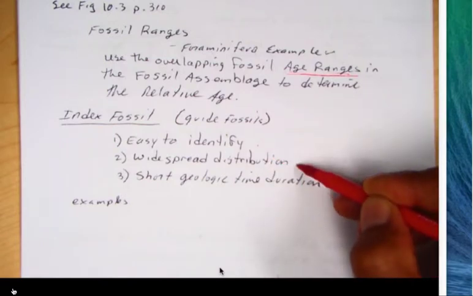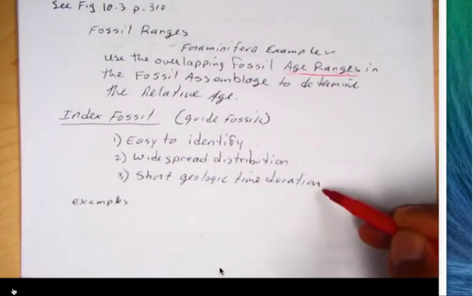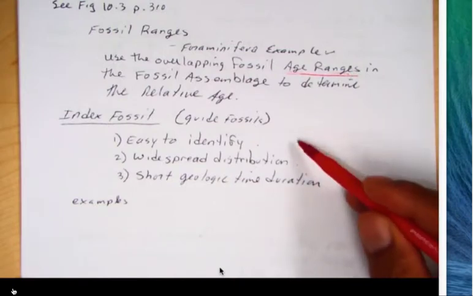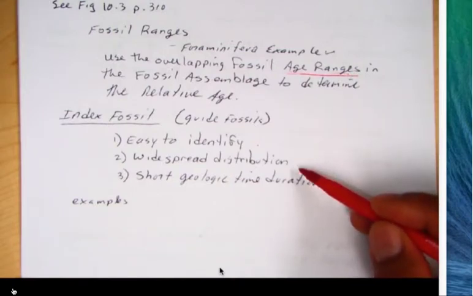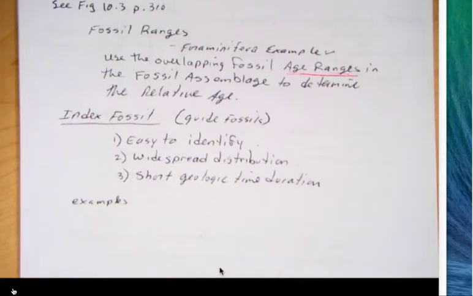And you want it to have a widespread distribution. You want it, especially plankton in the ocean. They're all over the place. So that's a really good one. And then you want it to have a short time duration. So easy to identify, widespread distribution, short geologic time duration.